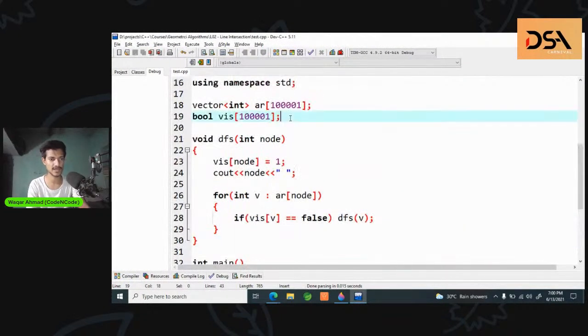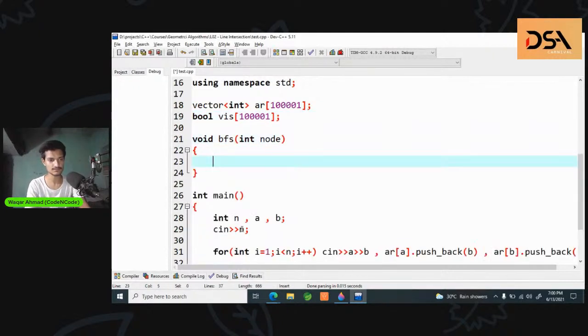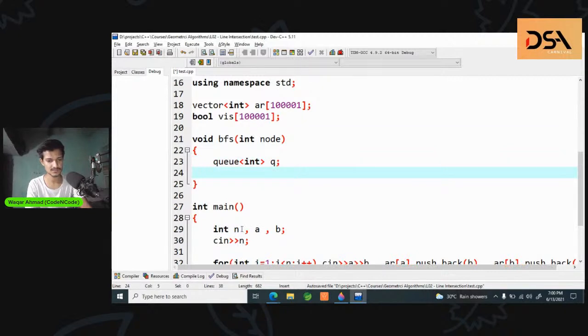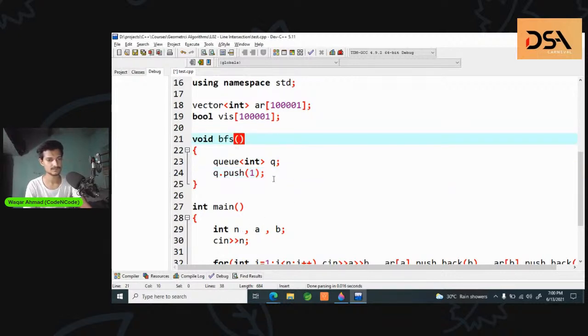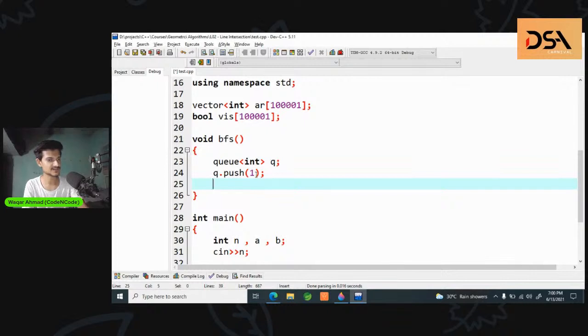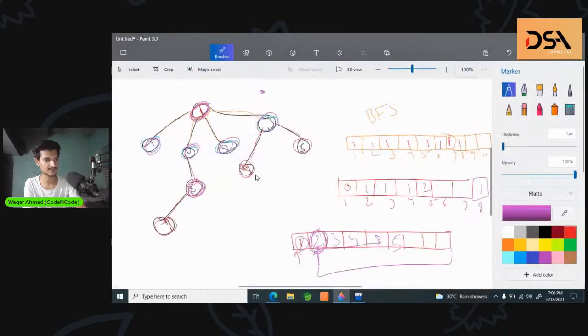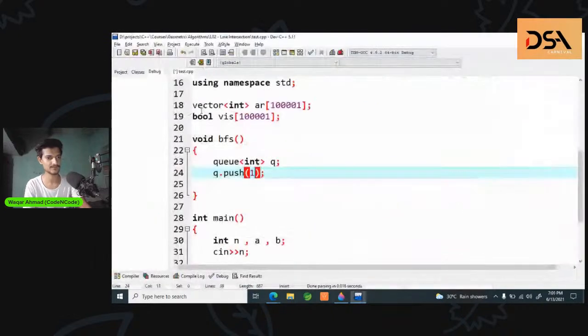Okay, we need one more array, and let's remove this. BFS. What we do, right? We create a queue of int type. In the queue, we use the push function, node one. Why am I inserting one? Because one is the root, and I need to find out the distance of every other node from node one. Okay.